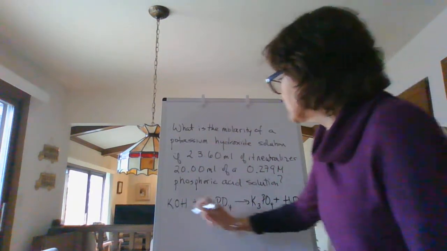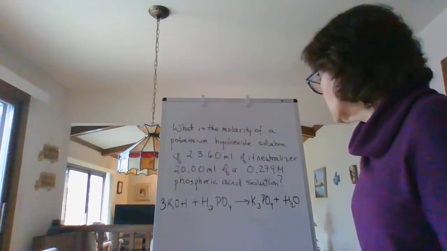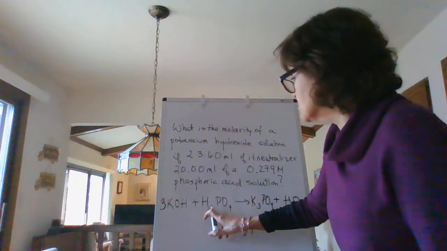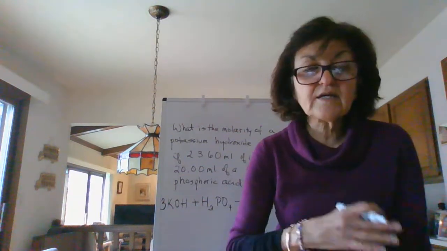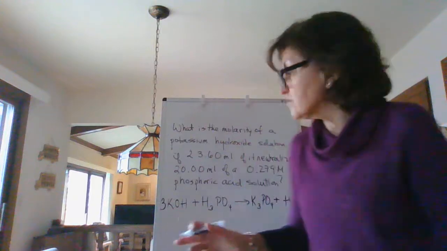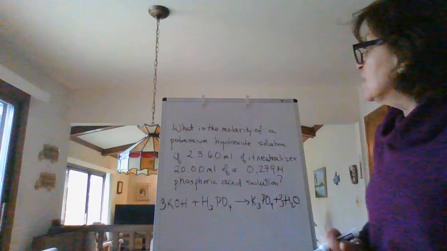You've got 3 potassiums. You put a 3 here. And now we've got 3 OHs, 3 H's. Always think of water as HOH. So if you have 3 H's and 3 OHs, that means 3 waters. So I'm going to put a 3 here. Great. Now it's balanced. All right.